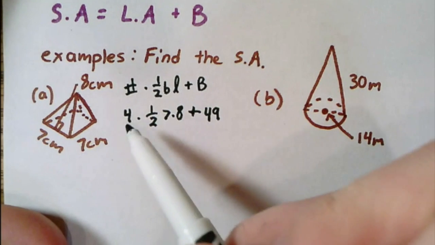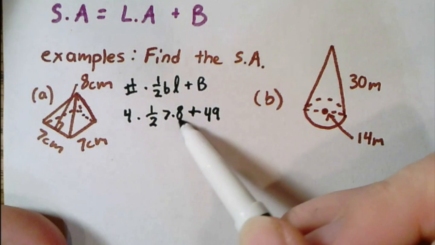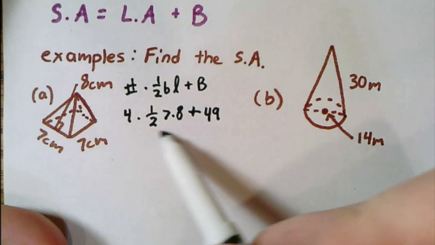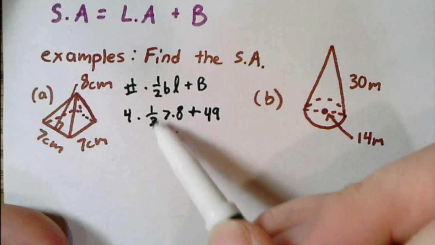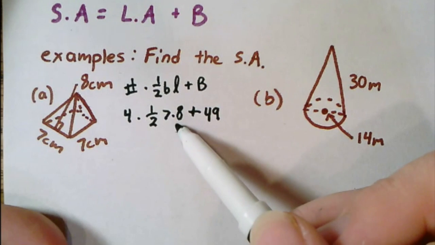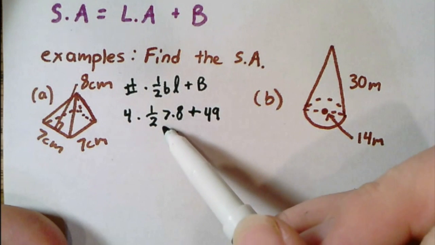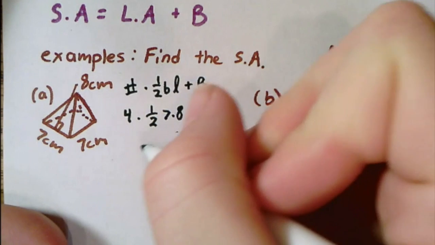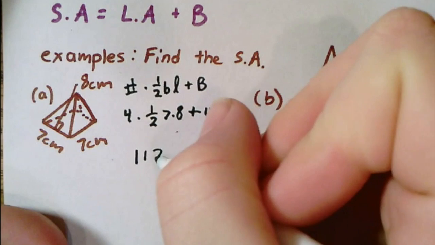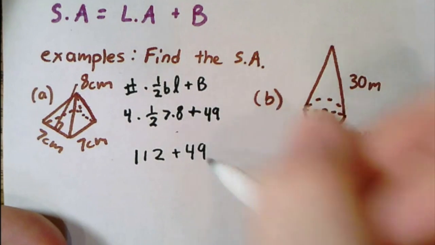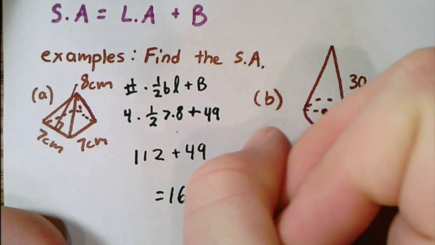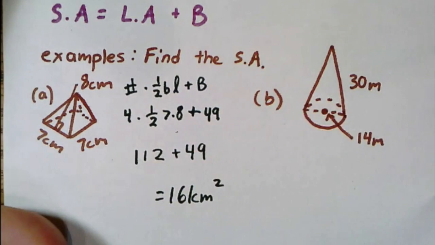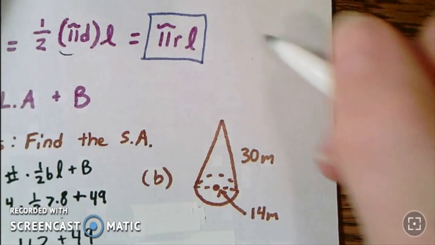So here I'm going to cut the 8 in half. I could multiply them all straight across, or I can change the order because of the commutative property of multiplication. So 1/2 times 8 is 4. 4 times 7 is 28. 28 times 4 is 112. So now I have 112 plus 49, which is 161 centimeters squared.